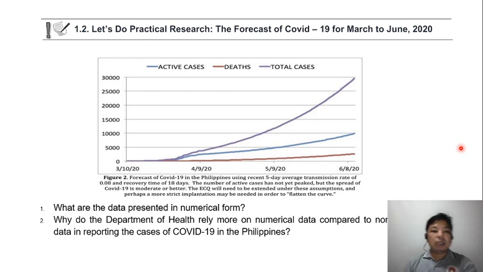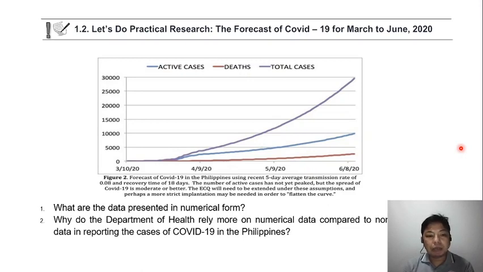Okay, now let's proceed to the next activity. So for this activity, I want you to look at the graphs. The graph is the forecast of COVID-19 in the Philippines using a recent 5-day average transmission rate. So upon looking at the graph, I want you to answer two questions. Question number one, what are the data presented in numerical form? So based on the graph, what data do you think are represented in a numerical format?